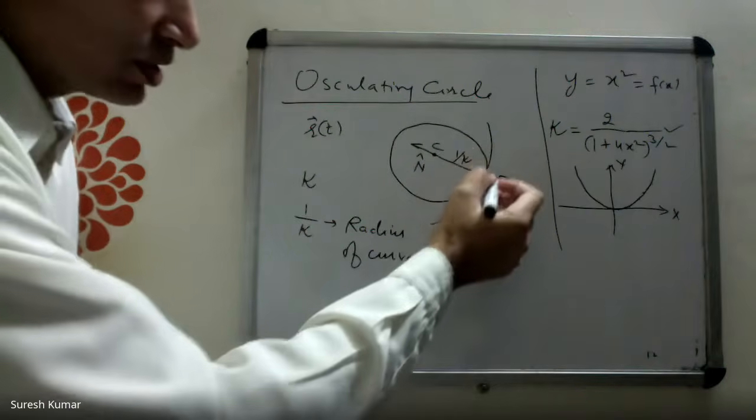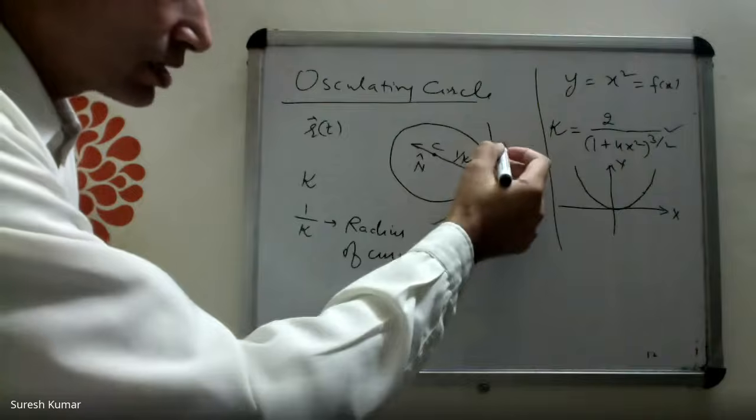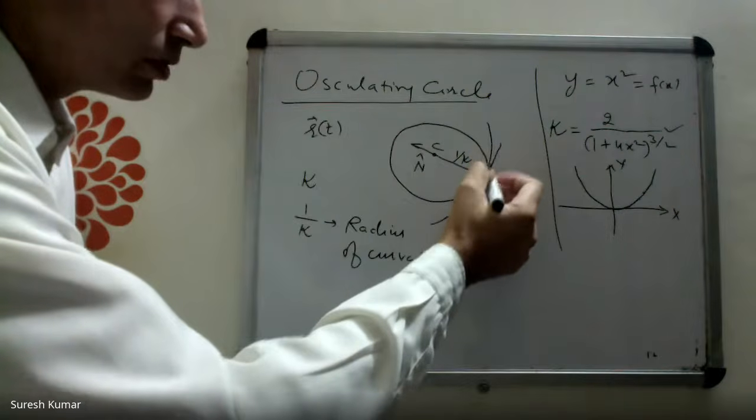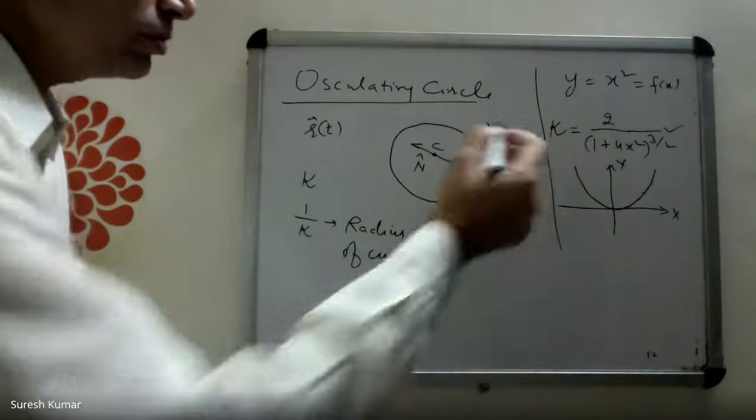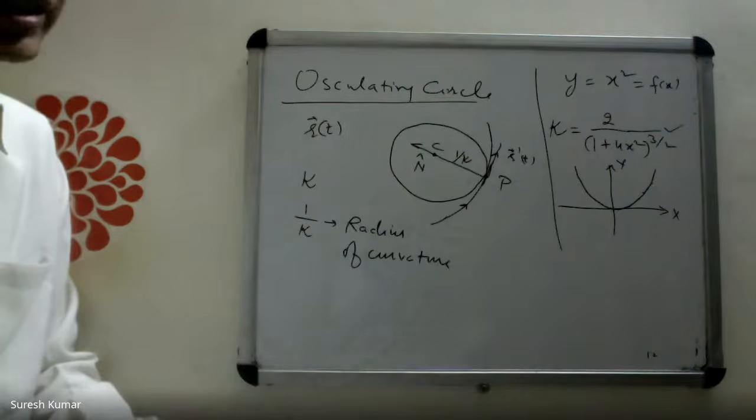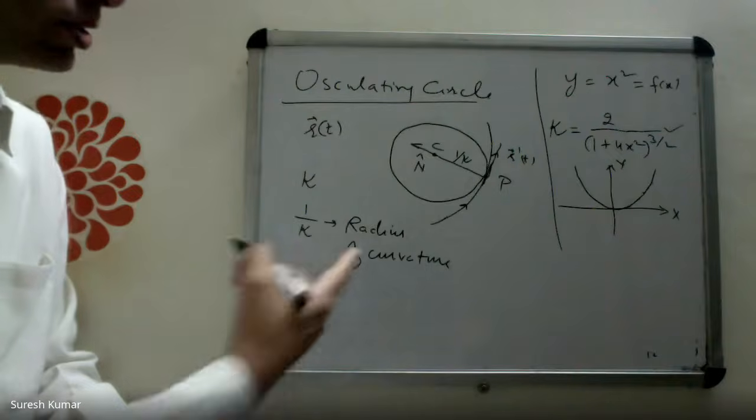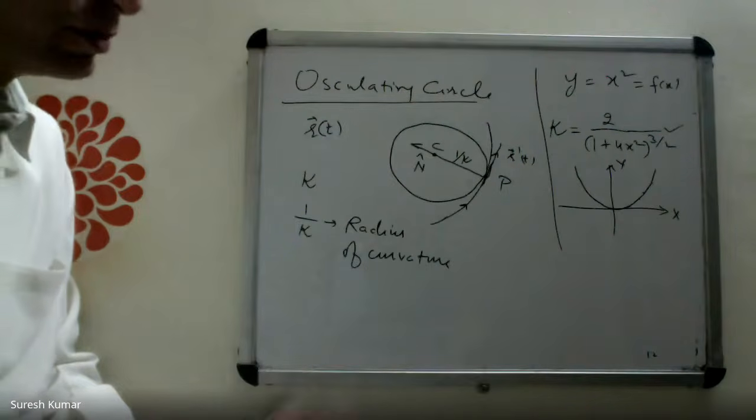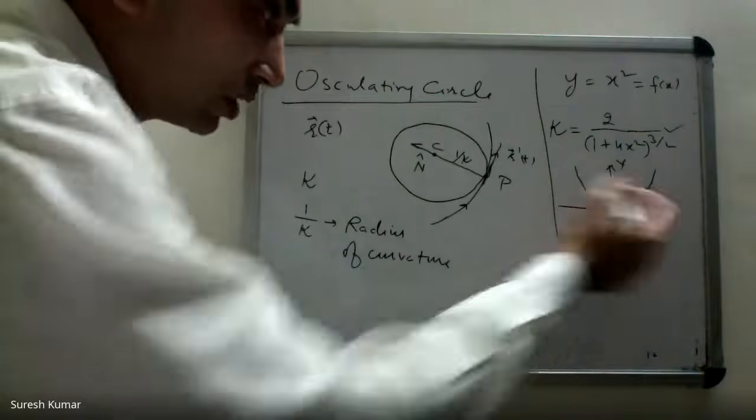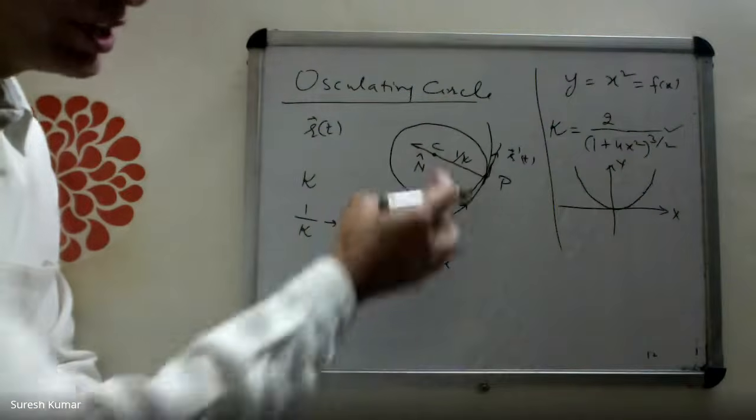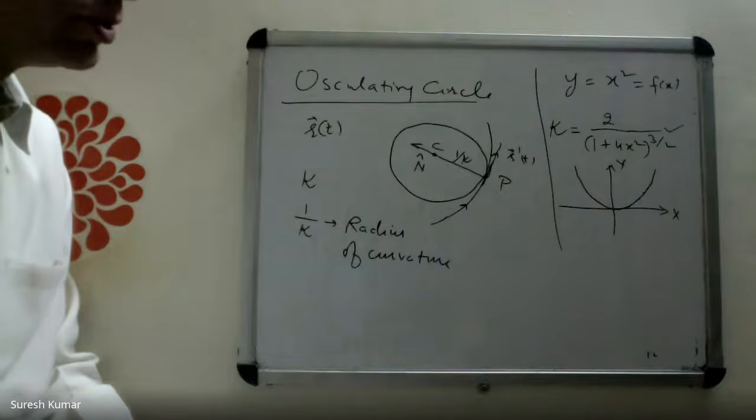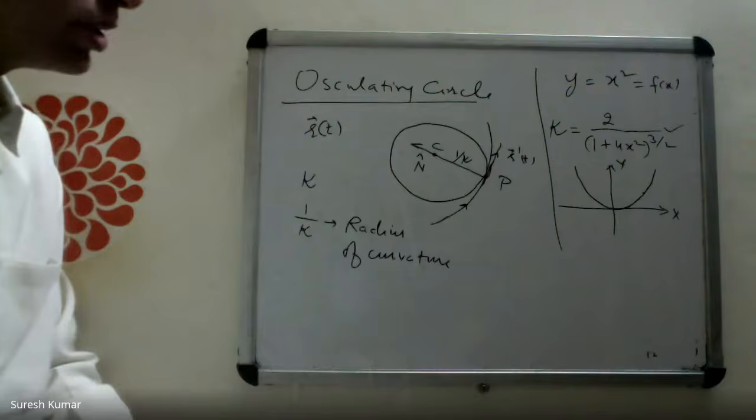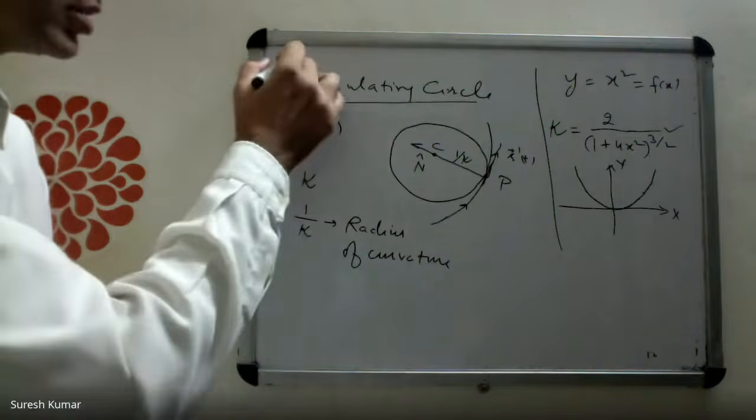The circle whose center lies on the normal at a distance 1 over kappa. This circle touches the curve; you can say this circle and this curve have the same tangent line, r prime t. This is called the circle of curvature. As you move along the curve, your circle of curvature keeps on changing depending on the curvature. So you should just know what the osculating circle is, okay?